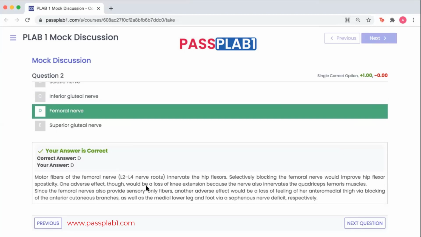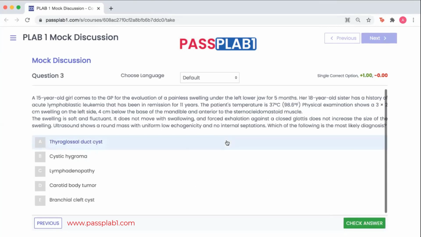The femoral nerve also provides sensory fibers. So another side effect would be loss of feeling of the anterior medial thigh because of blocking of the anterior cutaneous branches, and also the medial lower leg and foot. Okay, so that was question 2.